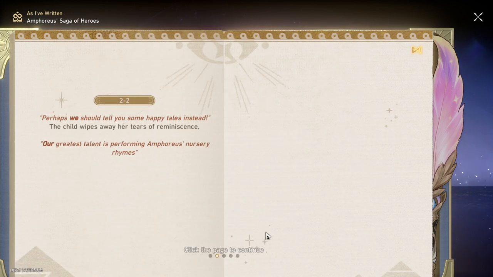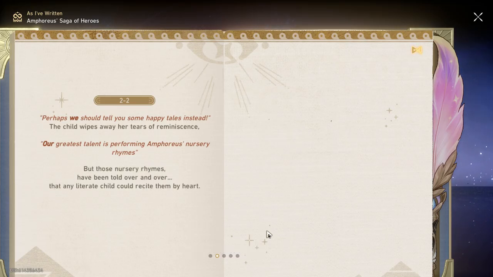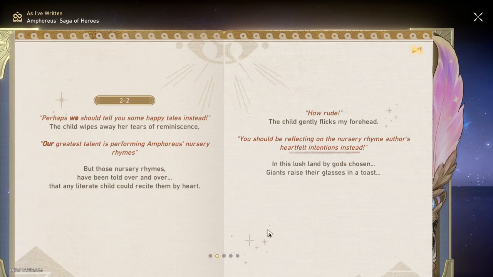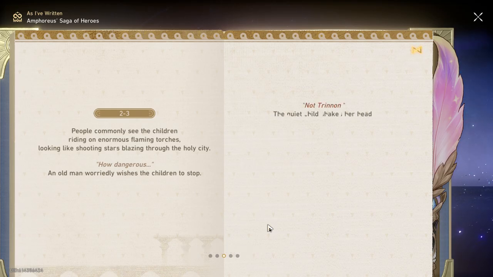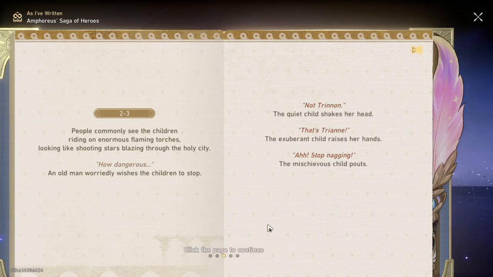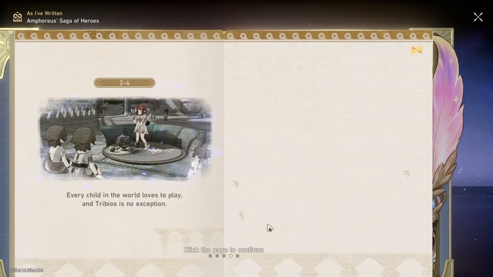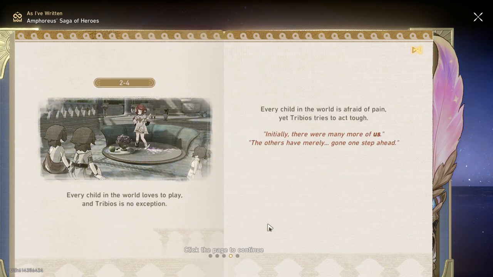Perhaps we should tell you some happy tales instead. Our greatest talent is performing Amphorius' nursery rhymes! How rude! How dangerous! Not Trina, that's Trianne! Ugh, stop nagging! Can't I just play with something I've created? Initially, there were many more of us. The others have merely gone one step ahead.